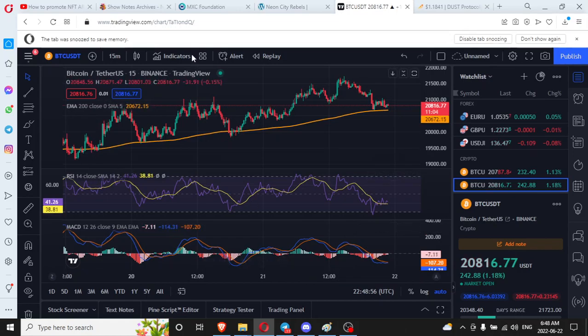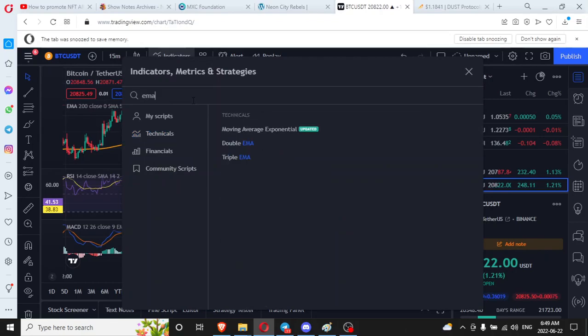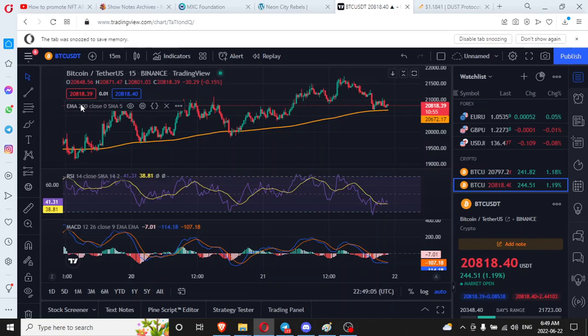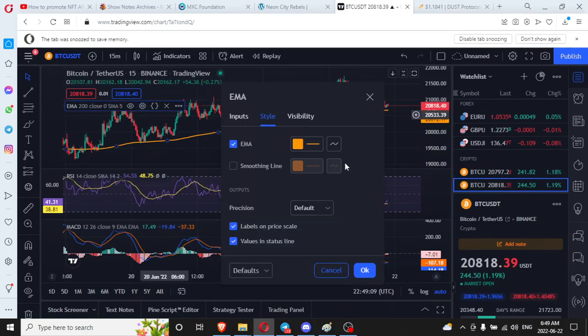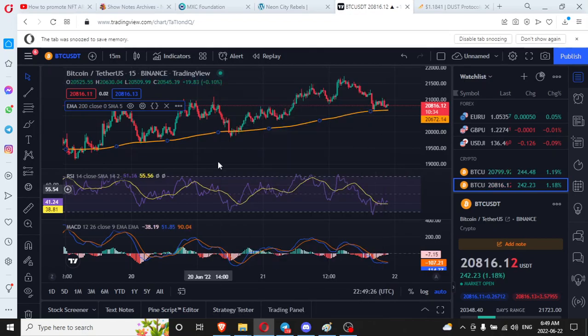Anyways, so now to add these indicators, you click here, indicator, and you just type in EMA. You click on moving average exponential. That's what it stands for. Then you click on it. It adds it right here. You click on settings. You go inputs, and here it's going to say 9. 9 just means 9 days. Any number you put here means the amount of days, and it's going to show you the average trend price movement line in that period of time. So you want to set it to 200. So 200 days moving average.